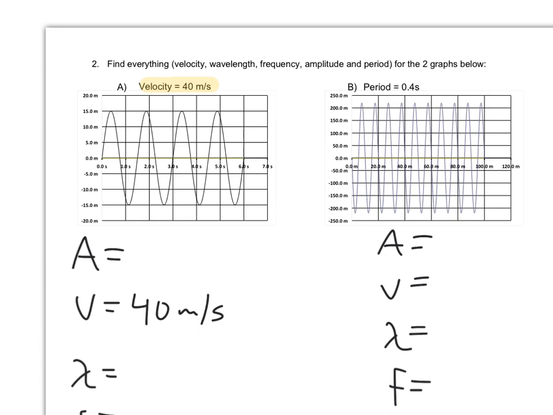So first of all, we see that here is our peak up here. And so we can say that this distance from equilibrium to the peak will be our amplitude. So our amplitude is going to be 15 meters.